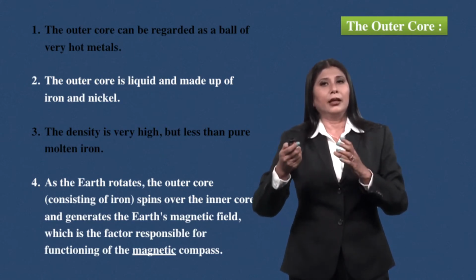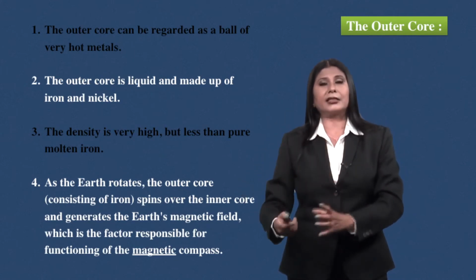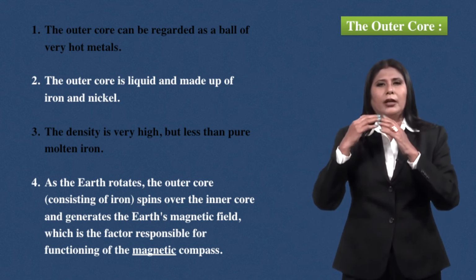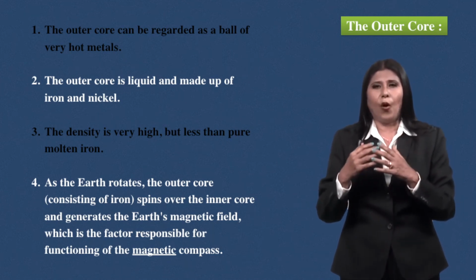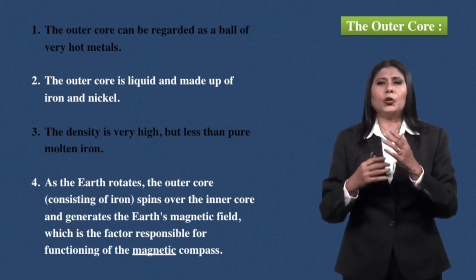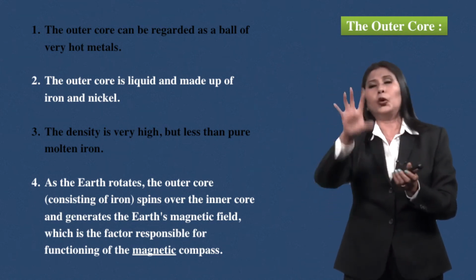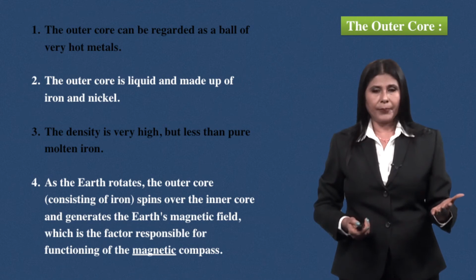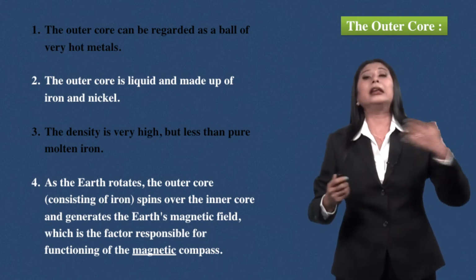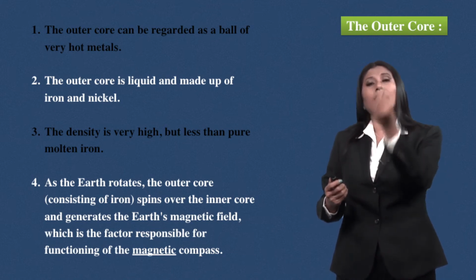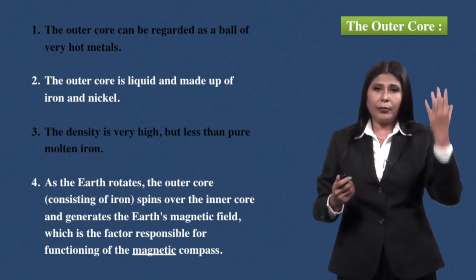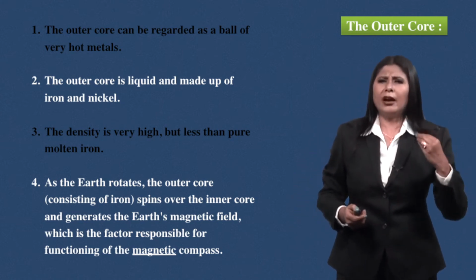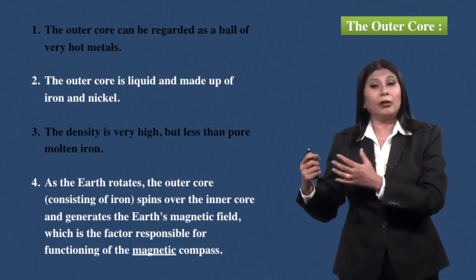And then let us come to the last layer, the most interior, we call it the core. The core is divided into two parts, outer core and inner core. The outer core can be regarded as a ball of very hot metal. The outer core is liquid and made up of iron and nickel. So, iron and nickel, they are heavier than silicon or magnesium. So, density becomes more and more with the depth. The density is very high, but a little less than pure molten iron.